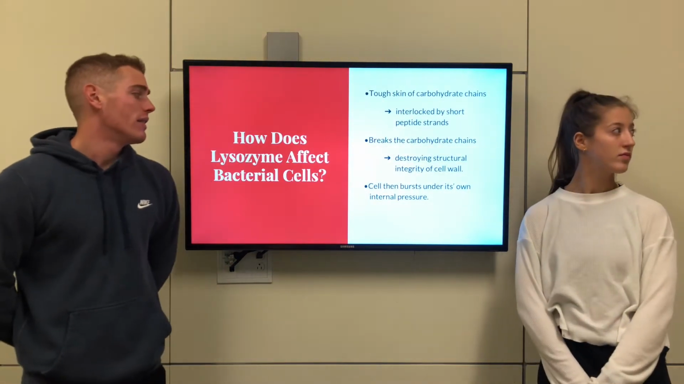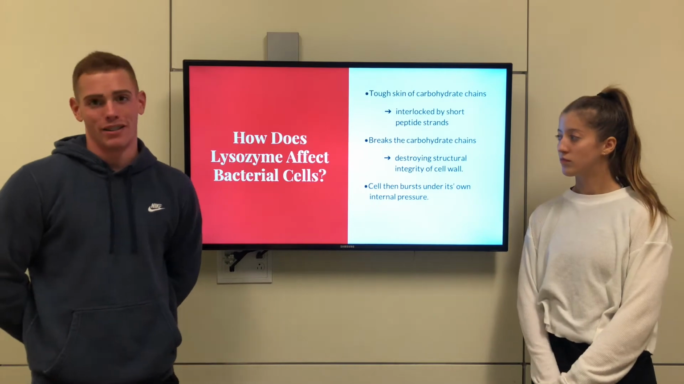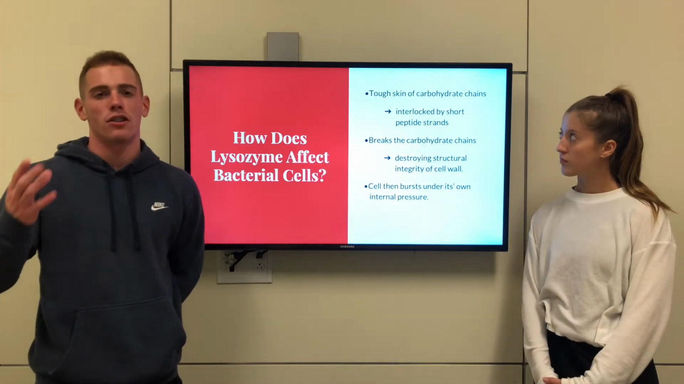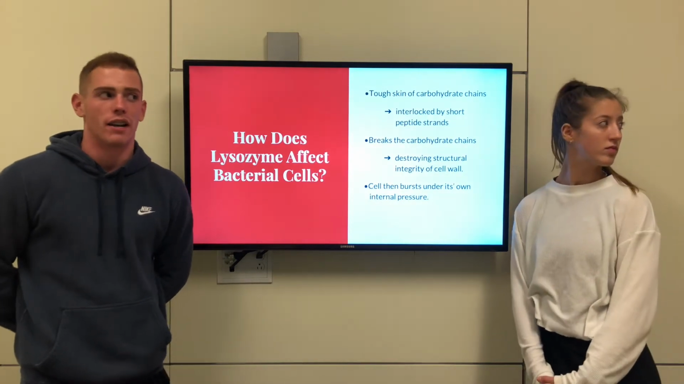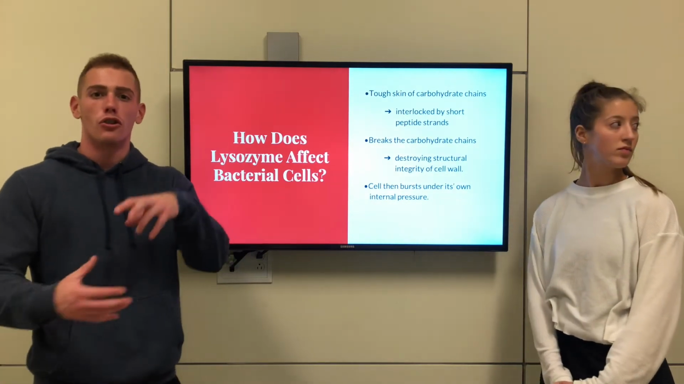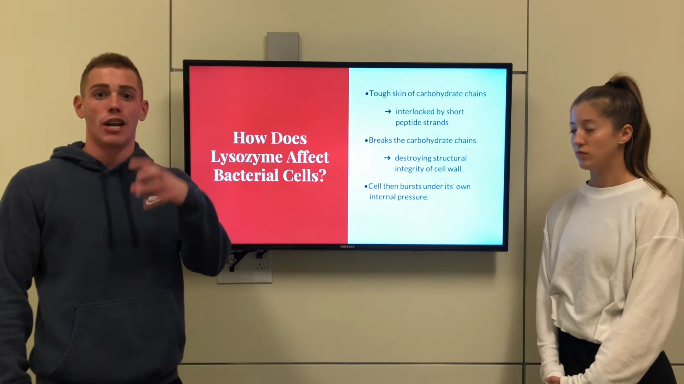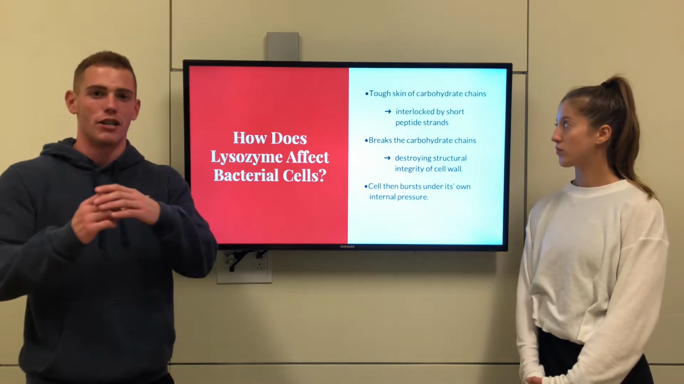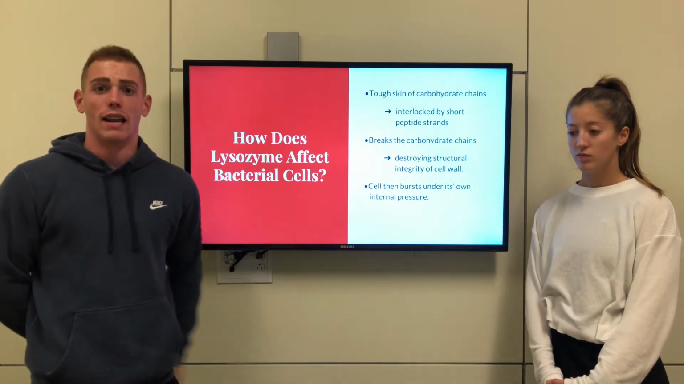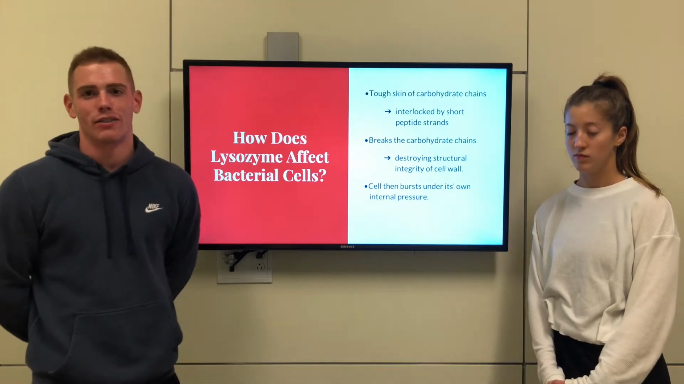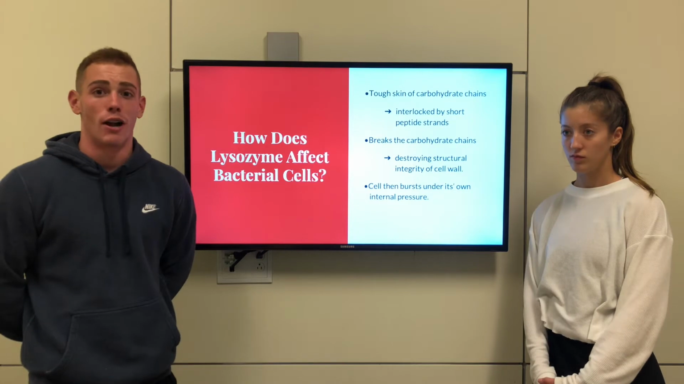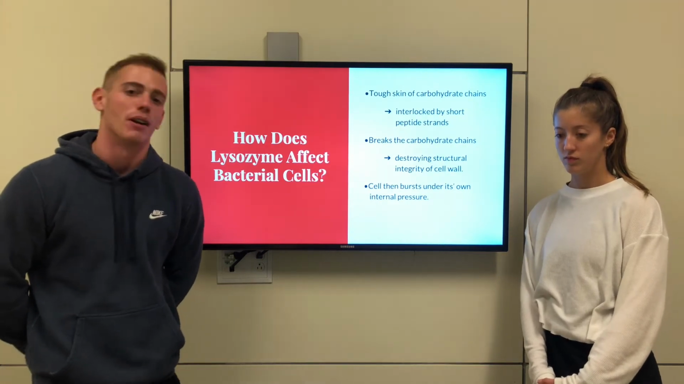So how does the lysozyme actually attack the bacterial cell? So bacteria have this tough outer cell membrane made up of carbohydrates. The lysozyme essentially just attaches to the carbohydrate chain that surrounds the genome of the bacteria. It affects that chain, and then after damaging it, the bacterial cell essentially explodes due to the pressure difference from inside the cell compared to outside of the cell.